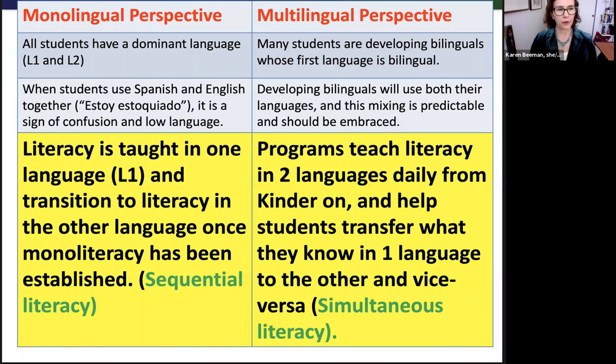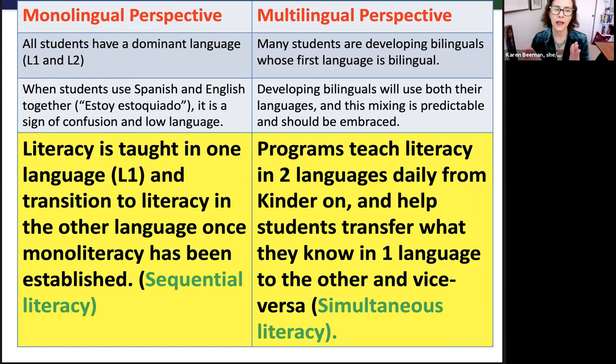This third example is juxtaposing literacy instruction. So under the monolingual perspective, when students have an L1 and then they add an L2, we used to do the same thing with literacy instruction. Let's teach them to read in one language and then add a second. That's called sequential literacy. That doesn't work for a lot of our students, and I'll get into that a little bit with you, but you can already understand why, especially for those simultaneous bilinguals who already come in with linguistic resources in both languages.